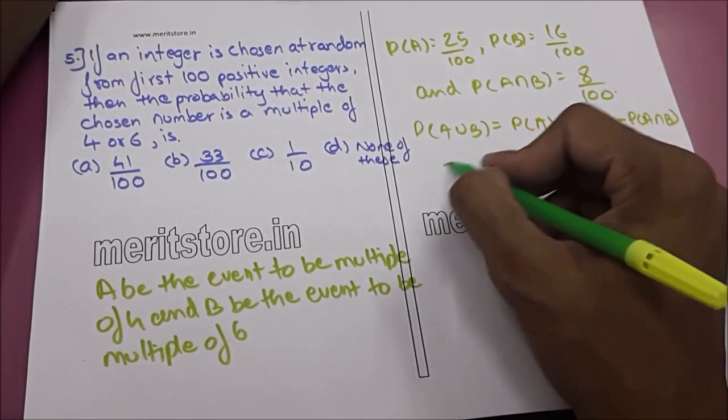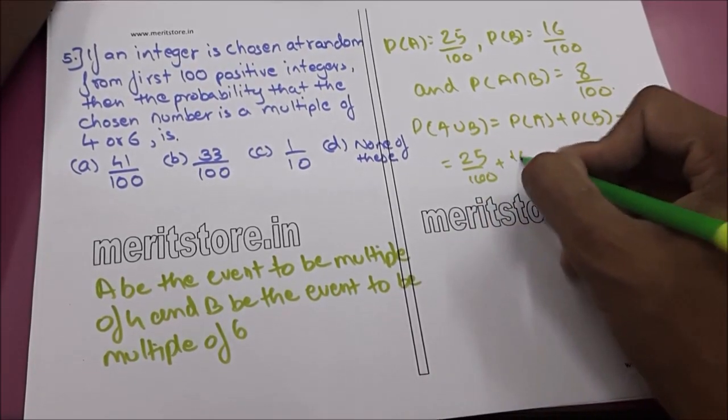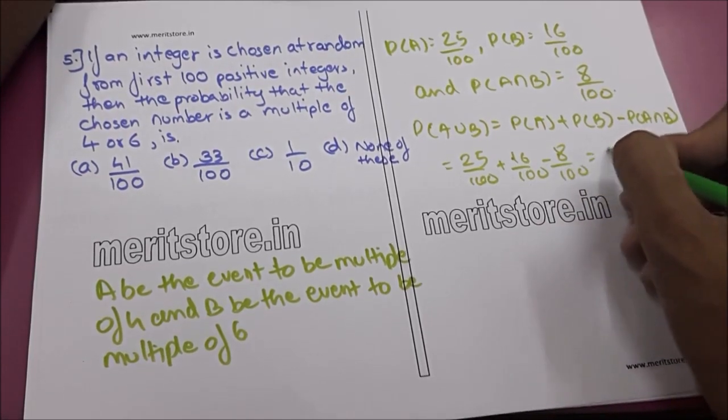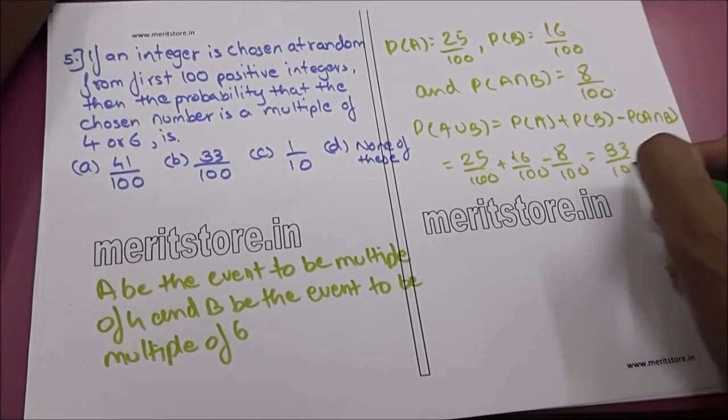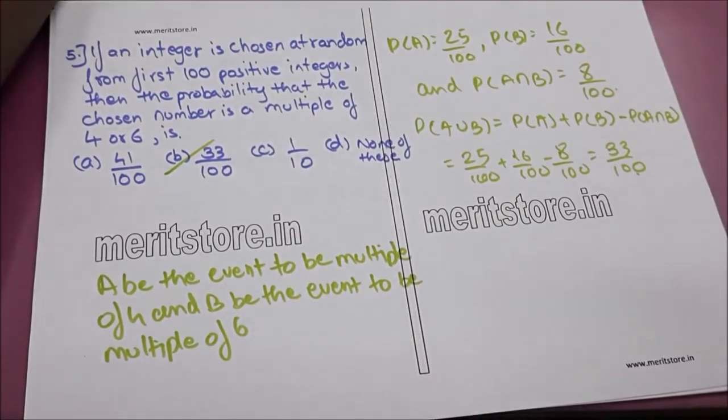We substitute the values, we get 25 by 100 plus 16 by 100 minus 8 by 100, that is equal to 33 by 100. We solve this, we get 33 by 100. Therefore option B is the correct answer.